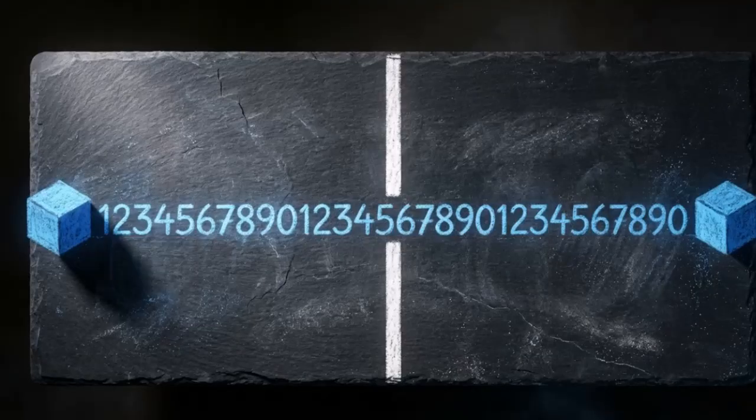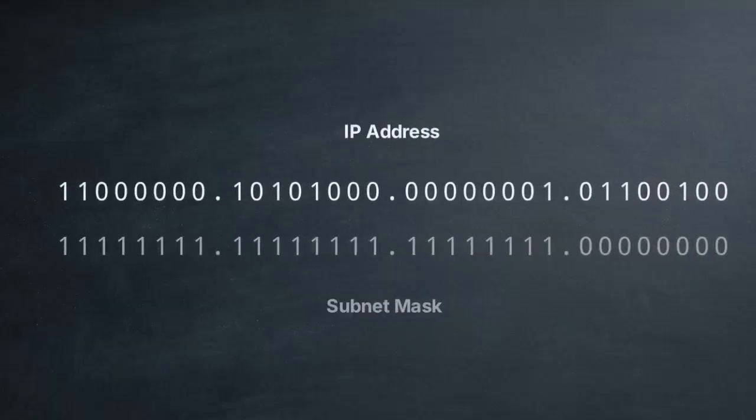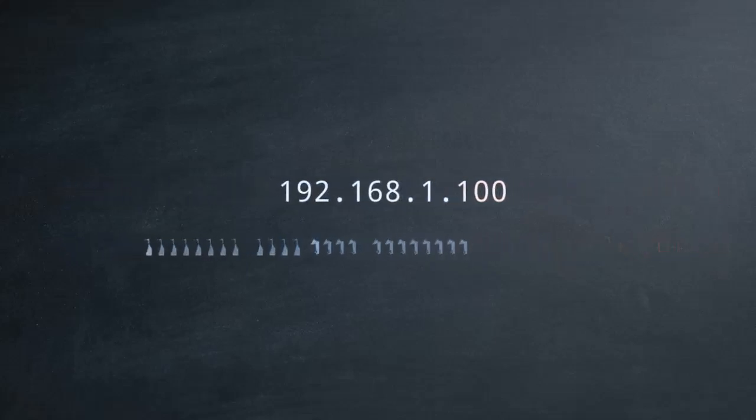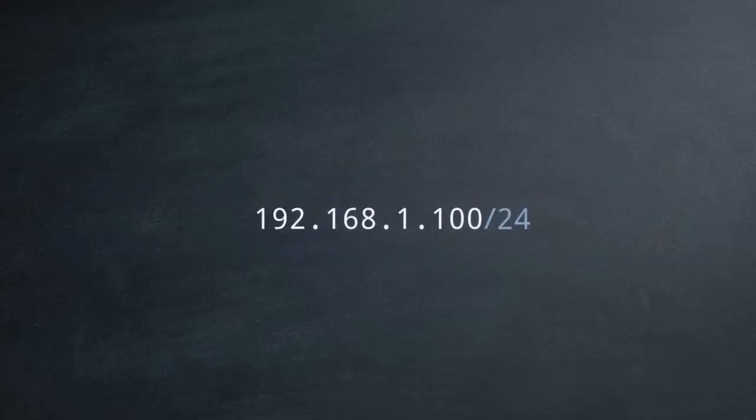The subnet mask dictates this precise boundary. This shows an IP address aligned with its subnet mask. In binary, the continuous block of ones in the mask defines which bits in the IP address belong to the network. The zeros in the mask define the bits available for the local host space. Classless interdomain routing, or CIDR, uses a shorthand, like /24, to count the number of ones in the mask.